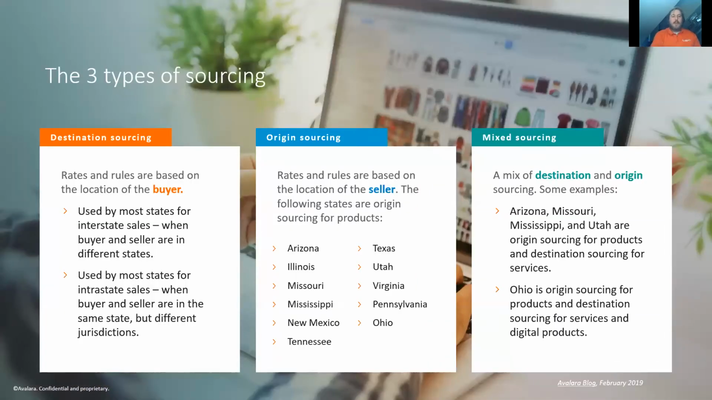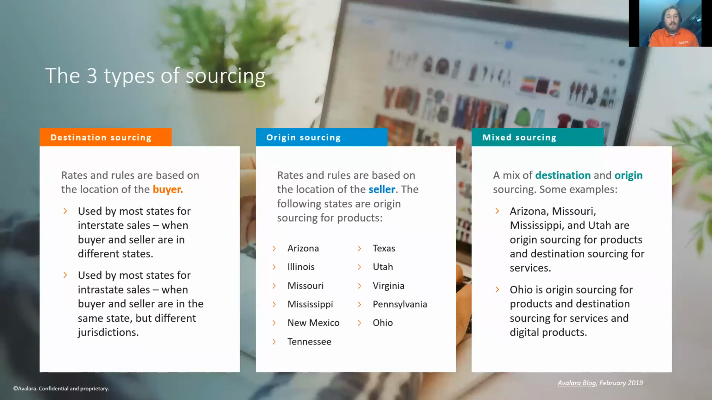And so with these 3 different types, destination would be based on where the product is being delivered or shipped to. Generally, what you're looking at is within one state. So if you're shipping out of your home state or out of state, majority of the time, it's going to be based on the destination.